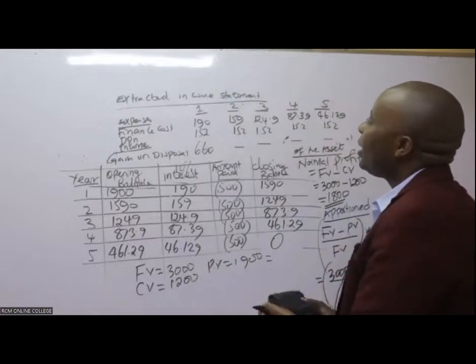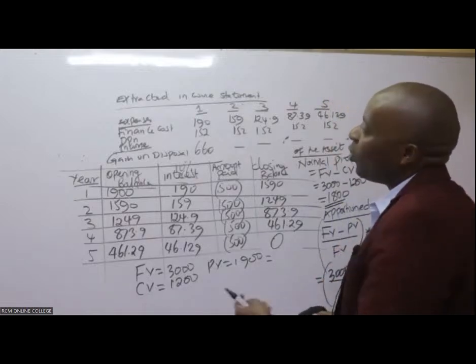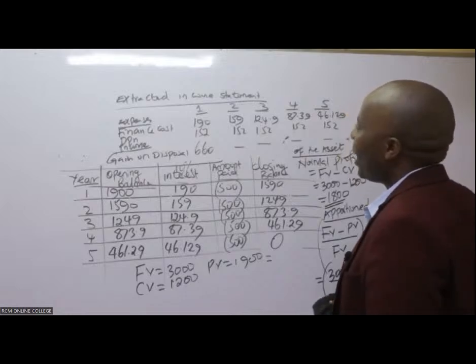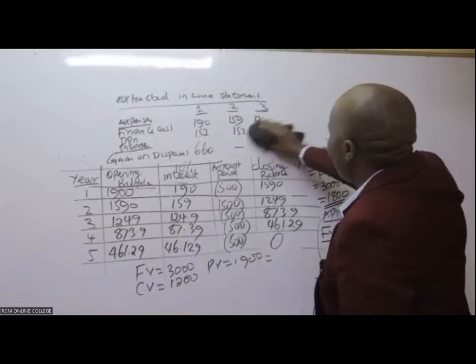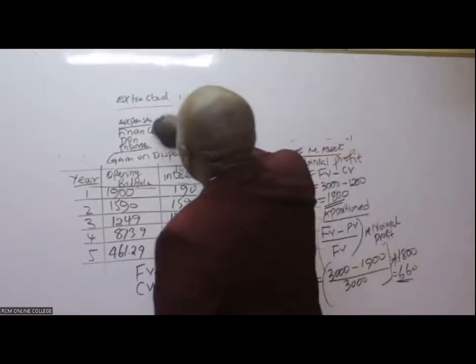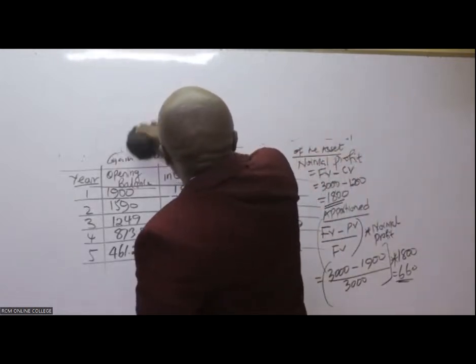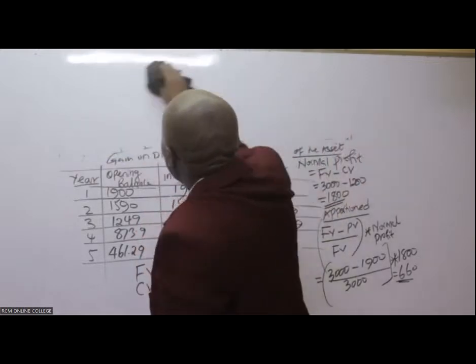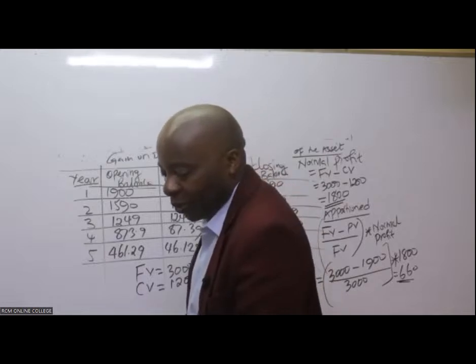So let's look at this from the eyes of the landlord now, the landlord or the lessor. So the lessor, remember, does not own this asset. In this case, remember now he has given out the asset, so he cannot depreciate it.